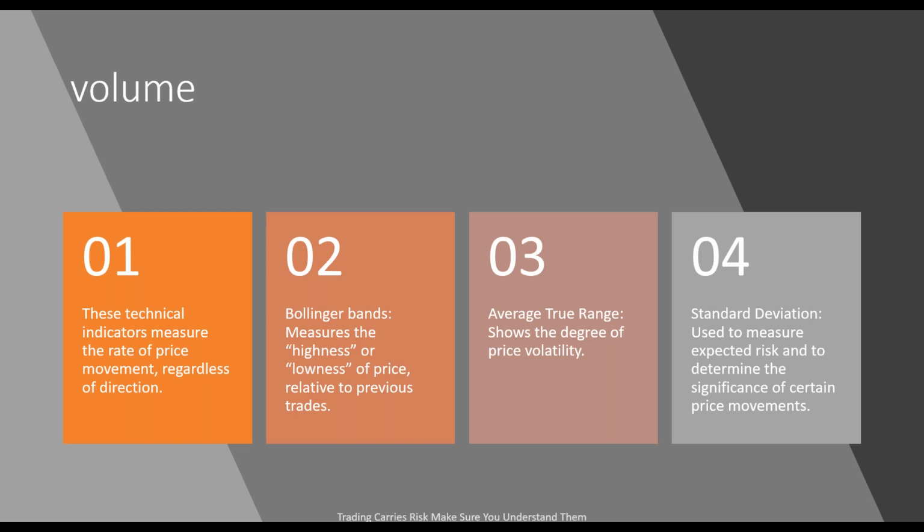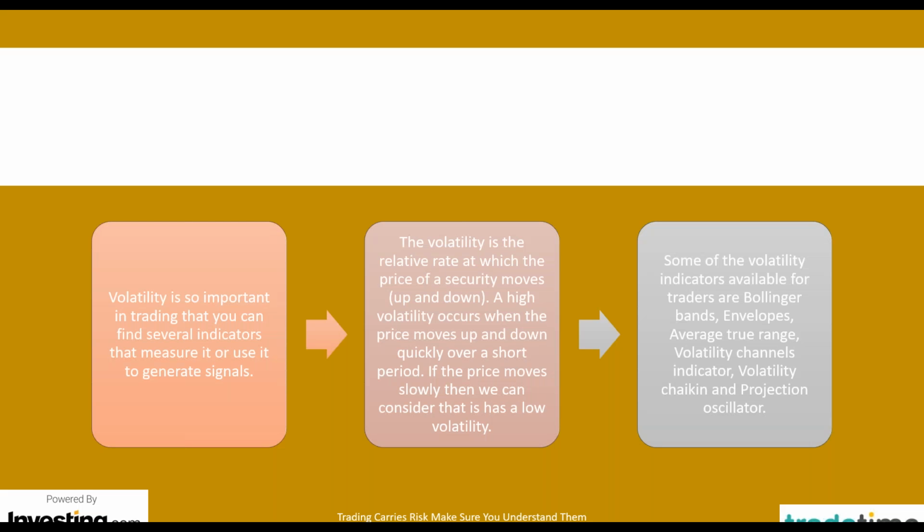And then lastly, we have volume. These technical indicators measure the rate of movement regardless of direction. Bollinger Bands measure the highness and the lowness of price relative to previous trades. ATR, average true range, shows the degree of price volatility, and standard deviation uses a measure of expected risk to determine the significance of certain price movements.